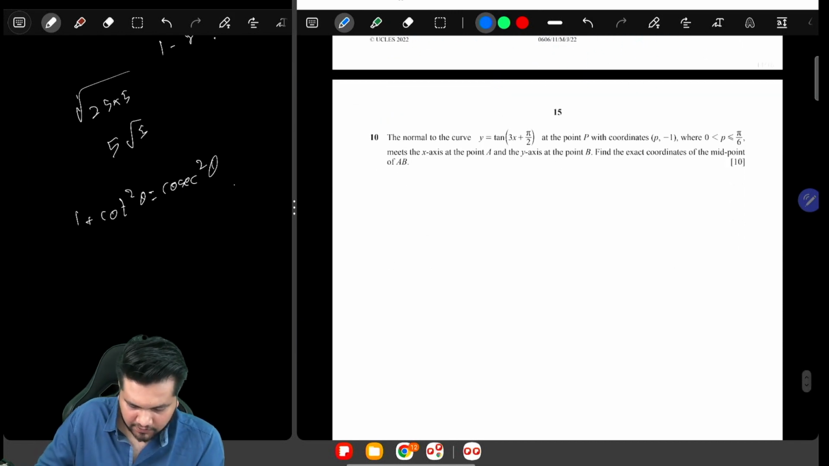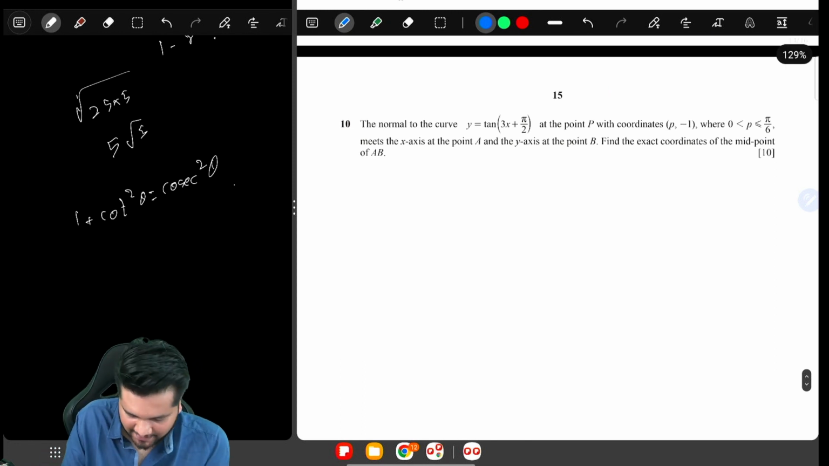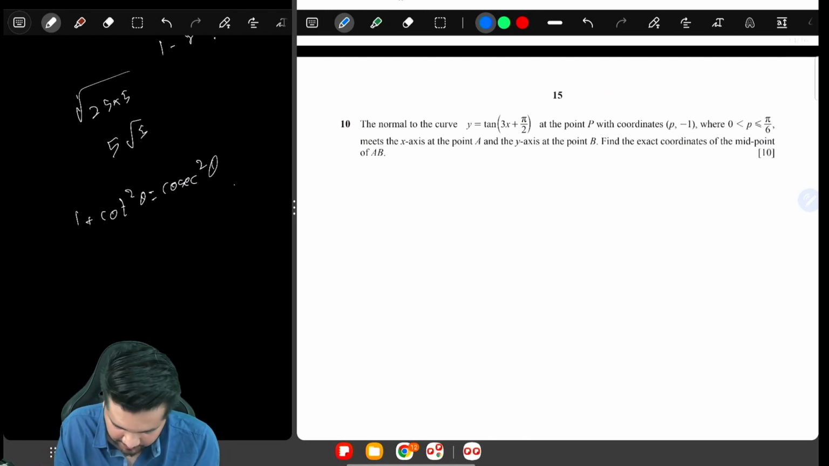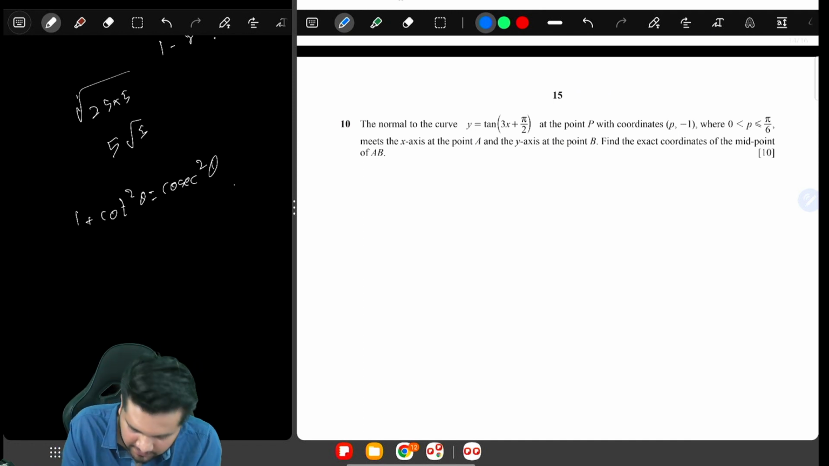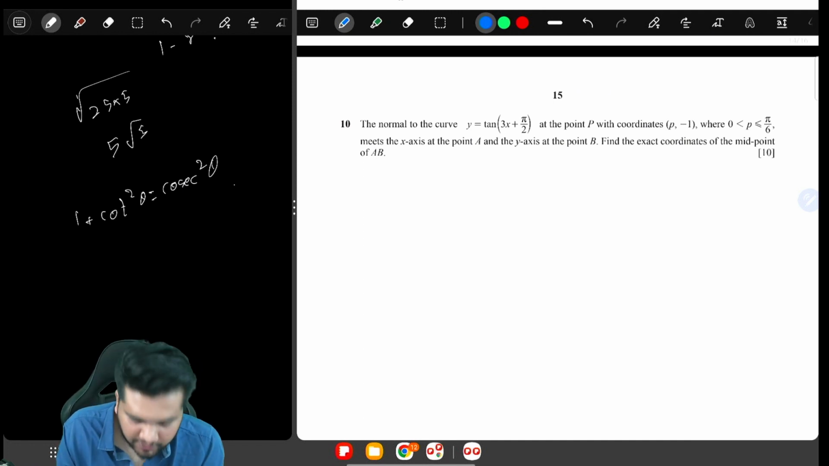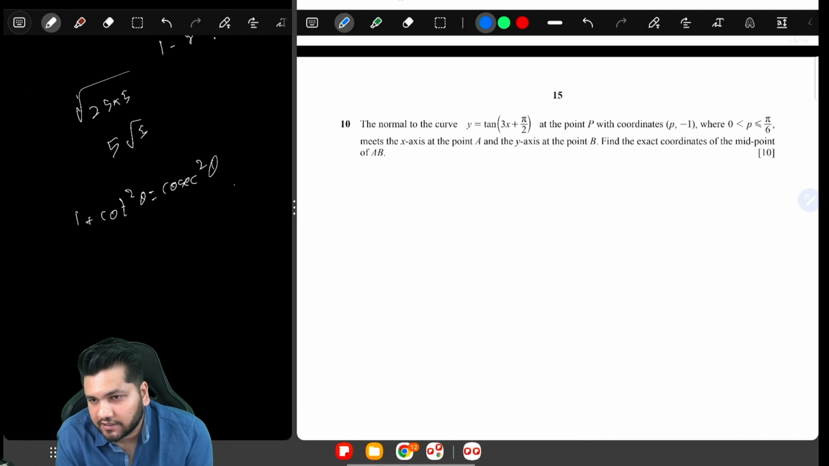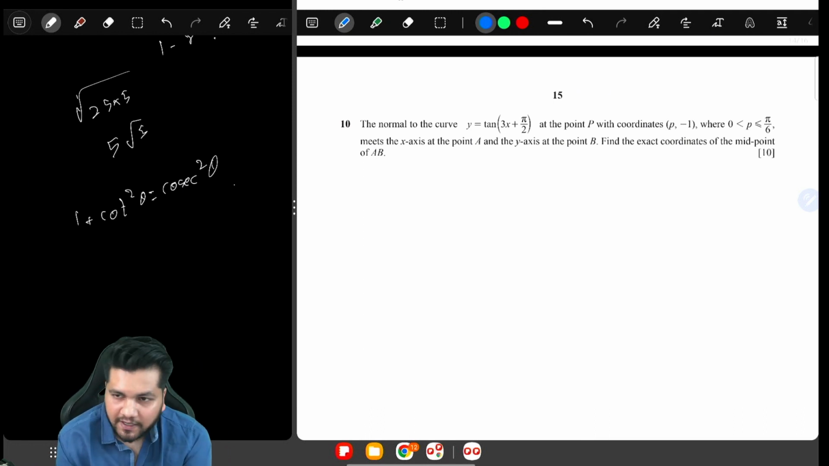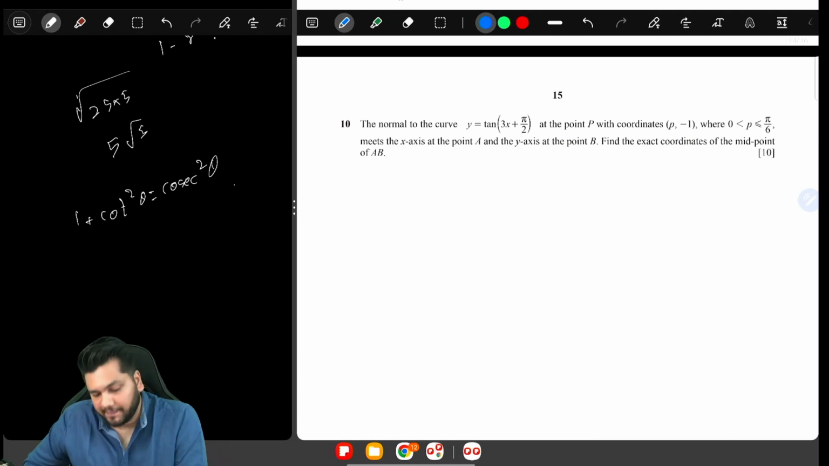Now the 10th one. The normal to the curve y is equal to tan of 3x plus pi by 2 at point P with coordinates p comma minus 1, where p is between 0 and pi by 6, meets the x-axis at point A and y-axis at point B. Find the exact coordinates of the midpoint of AB. So basically, you just have to find the equation of normal. Then you have to get the x-intercept, y-intercept, and just get the midpoint of those things by using x1 plus x2 by 2, y1 plus y2 by 2. 10 mark question. Okay, fine.